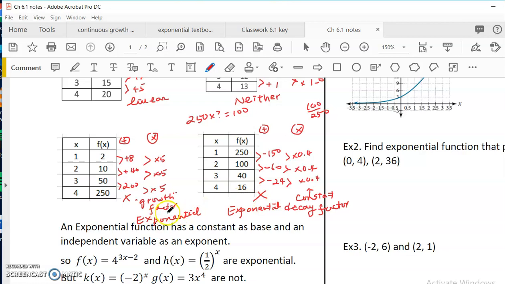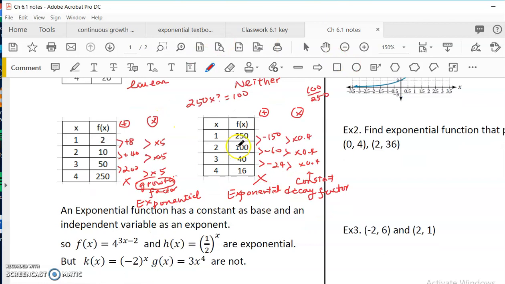And this is an exponential growth function because of growing. This is decreasing, but both of them, you see, are multiplying by a number. This is multiplied by 5 in every single increment. This is multiplied by a fraction, 0.4, in every single one. So that's how we distinguish them from data.